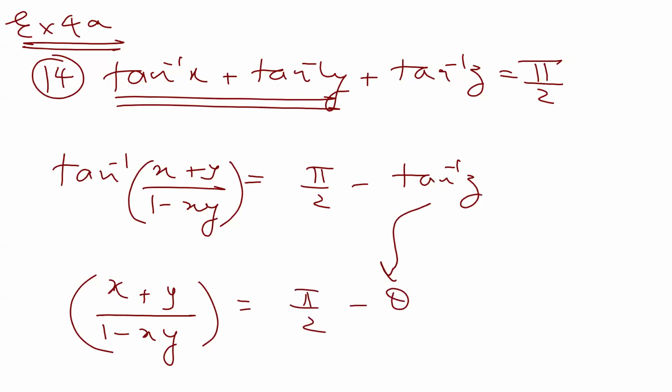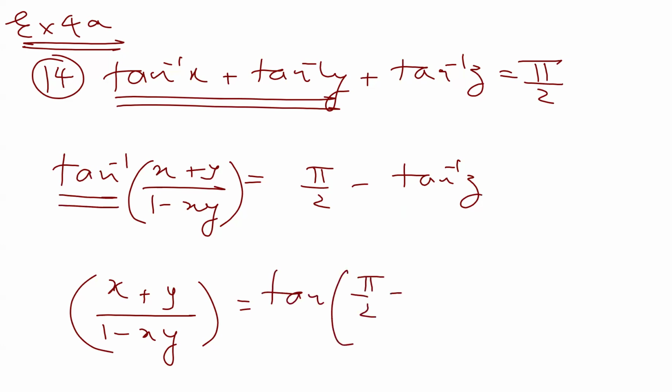Pi by 2 minus theta. Okay. I'll take tan on the other side. This tan inverse, I'll take it on the other side, and I'll make it tan. And this is pi by 2 minus theta. Now, tan pi by 2 minus theta, by complementary angles, is cot theta.